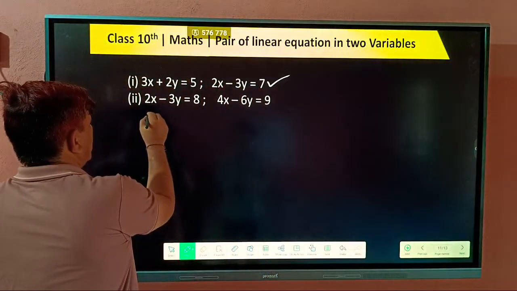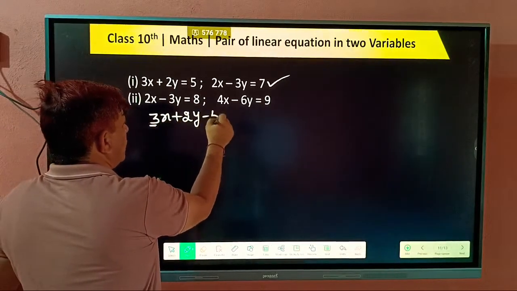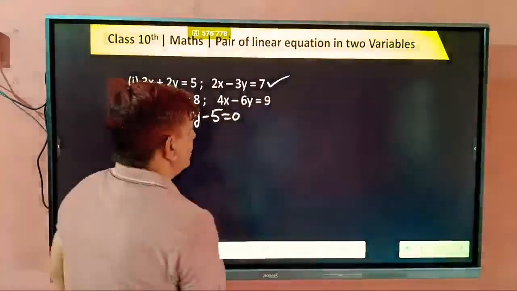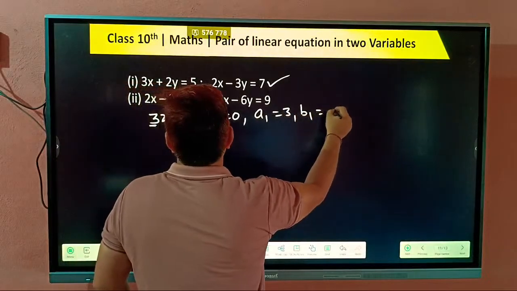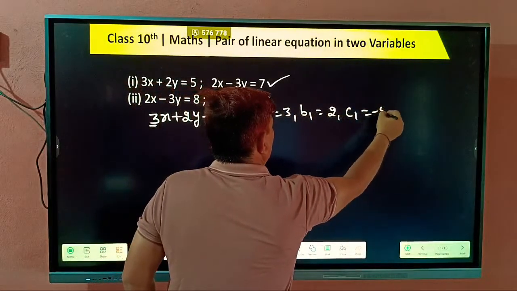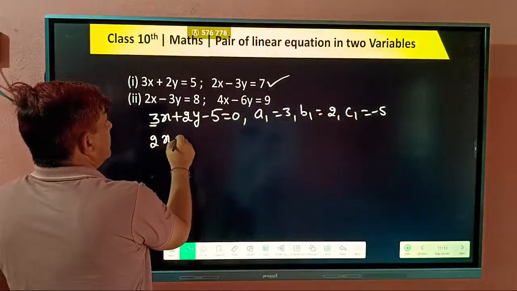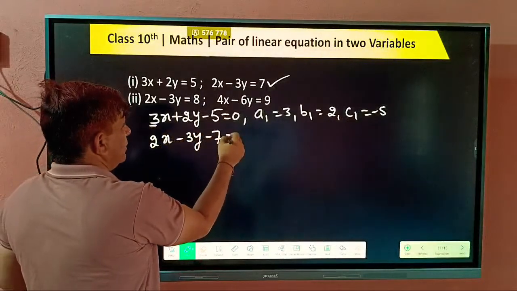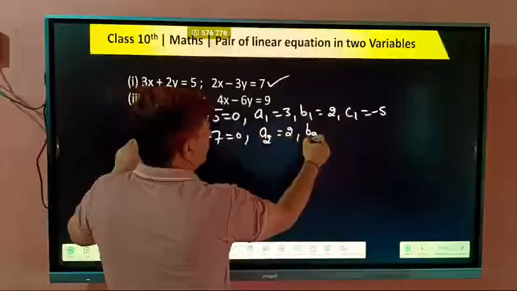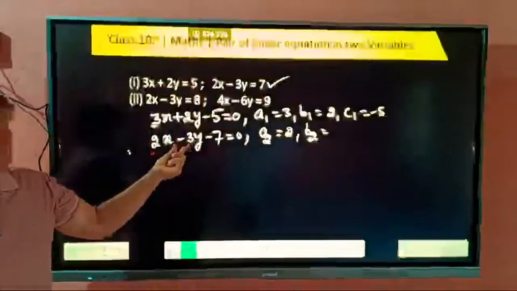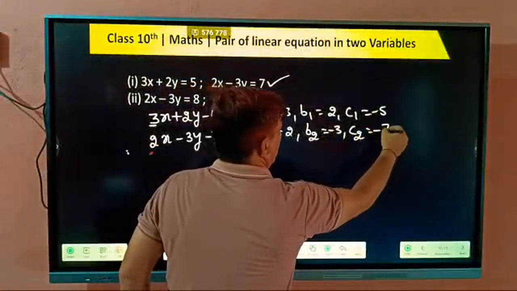We have written 3x plus 2y minus 5 equal to 0. Then A1 equal to 3, B1 equal to 2, C1 equal to -5. Second one, 2x minus 3y minus 7 equal to 0. What's your A2 here? 2. B2? Minus 3. And C2? Minus 7.